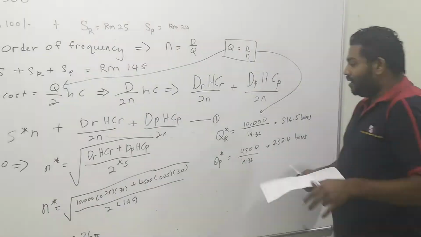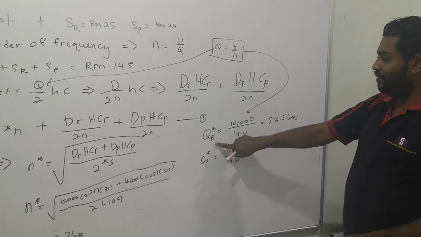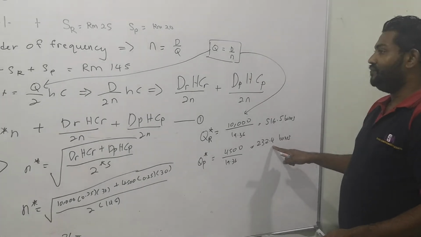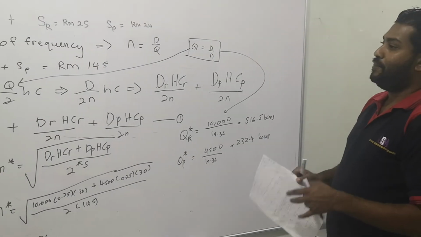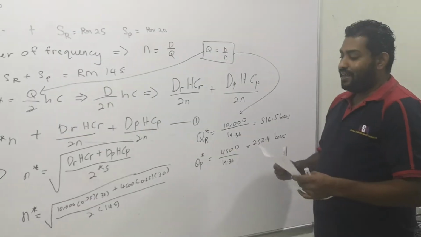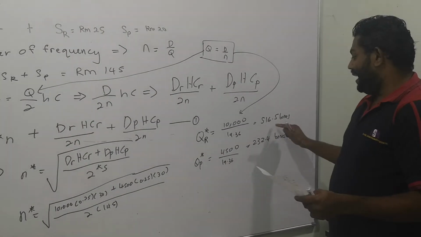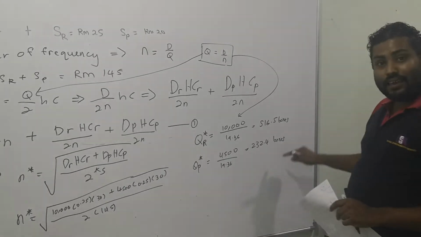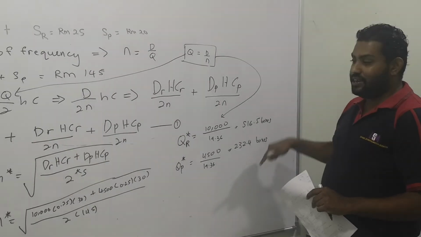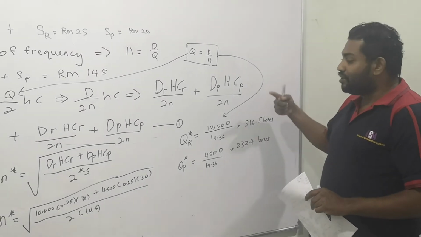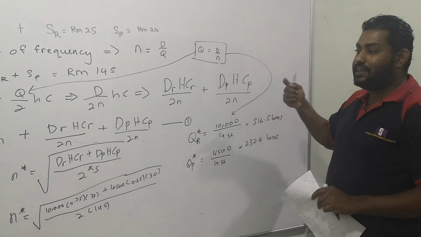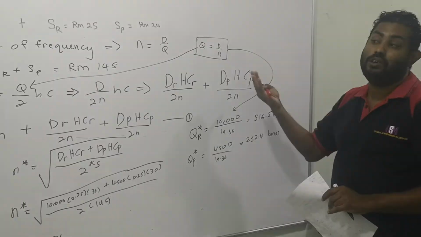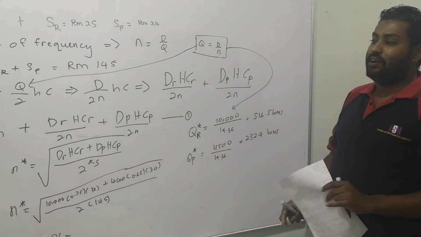Okay, so now we get totally new optimal QR and optimal QP, which are 516.5 and 232.4, compared to what we got previously in question number A, which is 577.35 and 379.47. Can you see the difference? When you are doing joint ordering, you are reducing the optimal quantity. So when you reduce the optimal quantity by joint ordering, basically you can reduce the value of the total cost.